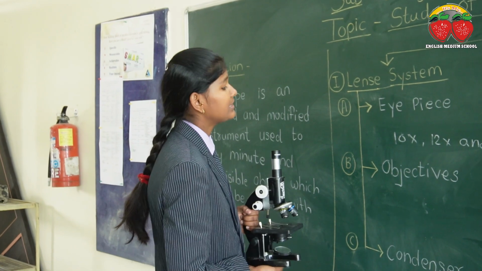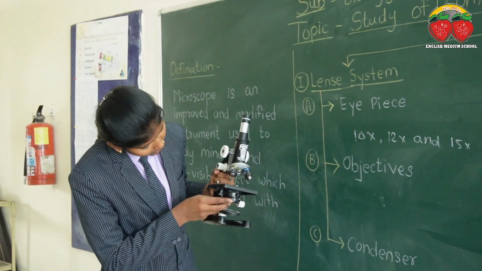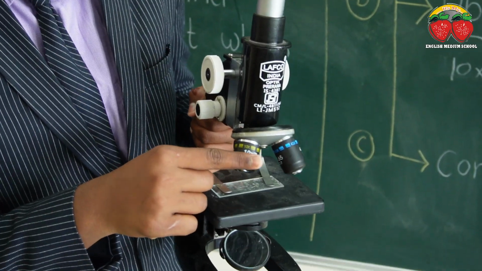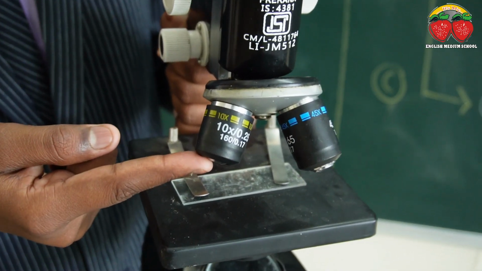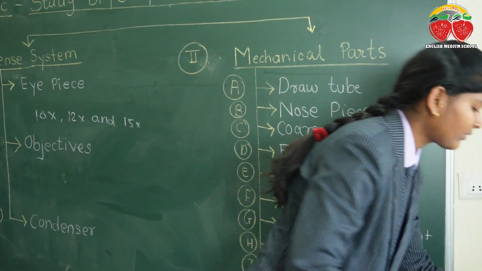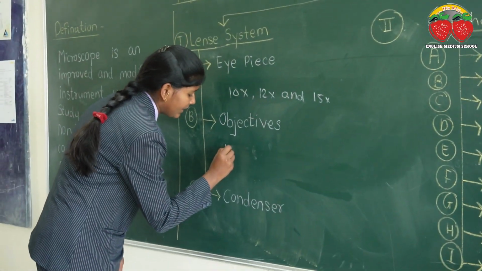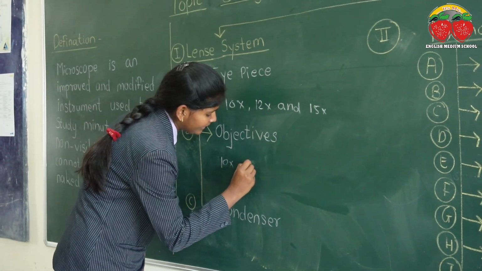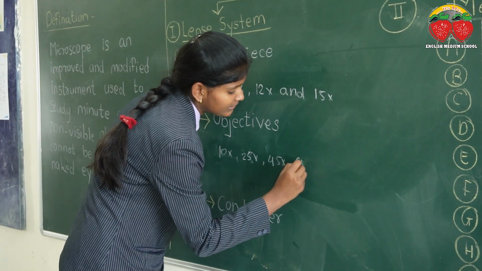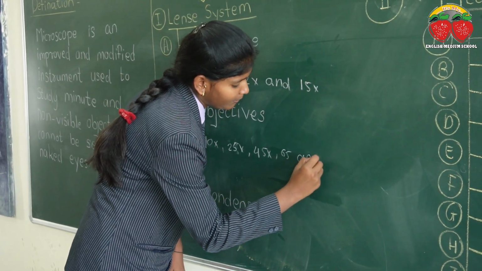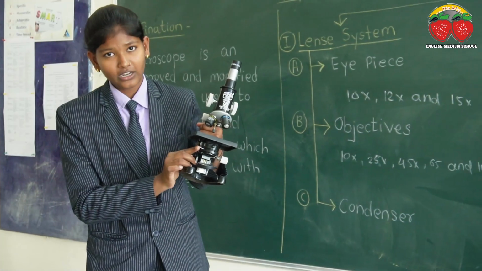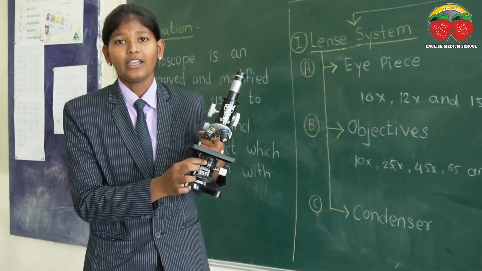Now, the second lens system is the objectives. Objectives are attached to the nosepiece. These contain lenses of different magnification. It starts with 10x, 25x, 45x, 65x and 100x magnification.